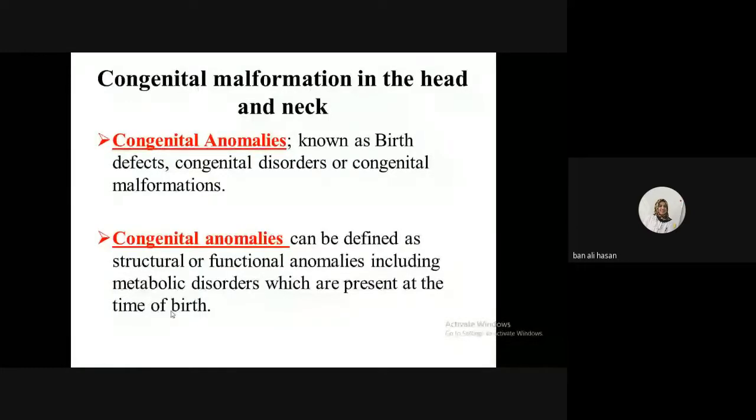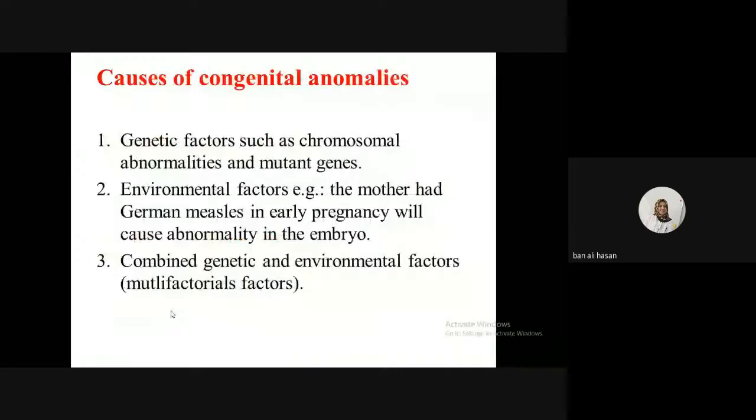Okay, so there must be some causes, some reasons for congenital anomalies. صح ولا لا؟ لازم يصير عندنا احنا اسباب لهاي التشوهات.